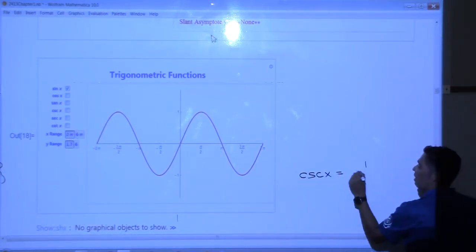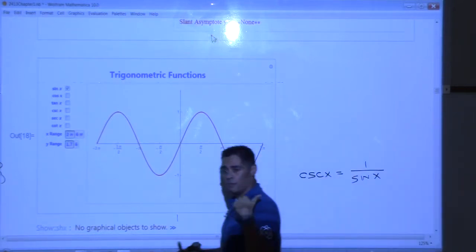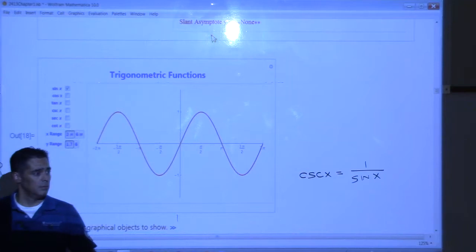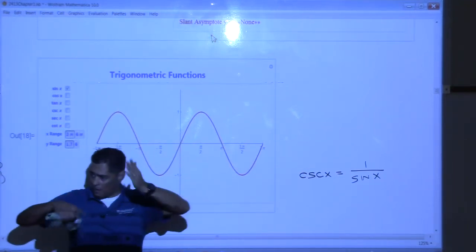Cosecant x is, I heard it, 1 over sine x, right? So that's going to have problems whenever sine is 0. And here's our sine function. So at every one of these x-intercepts, I'm going to have a vertical asymptote.